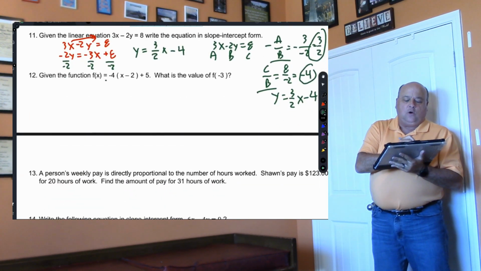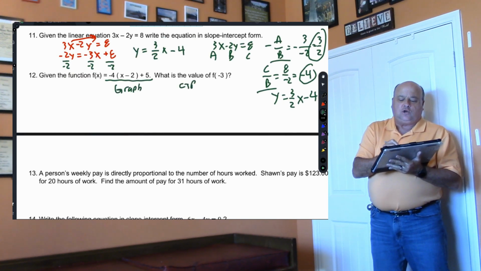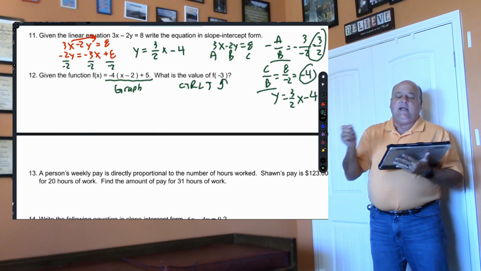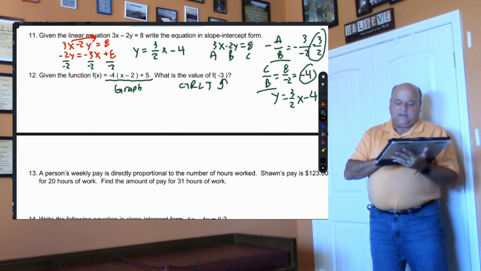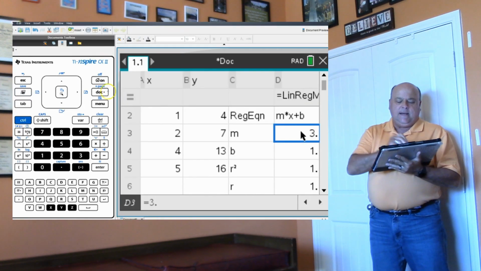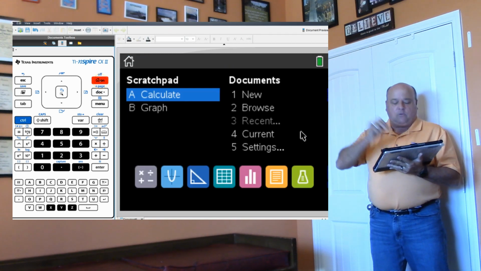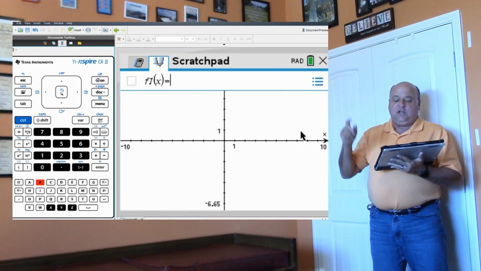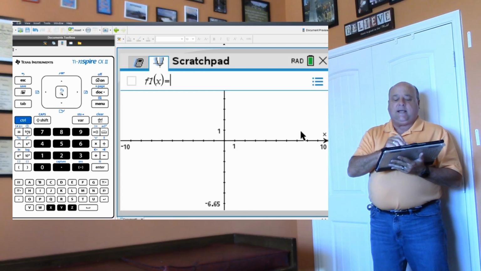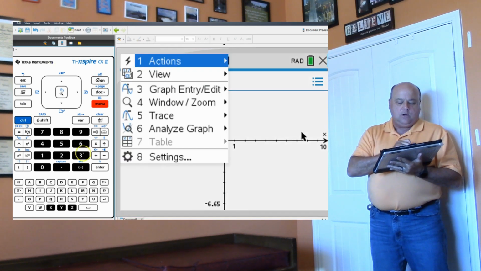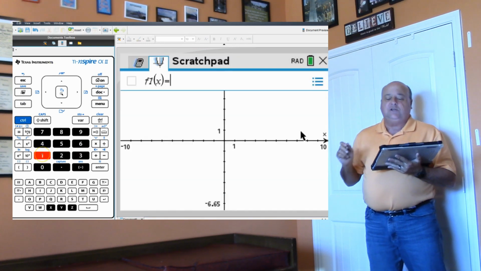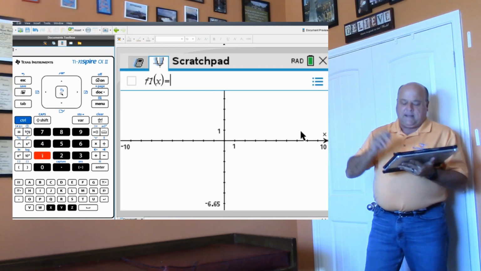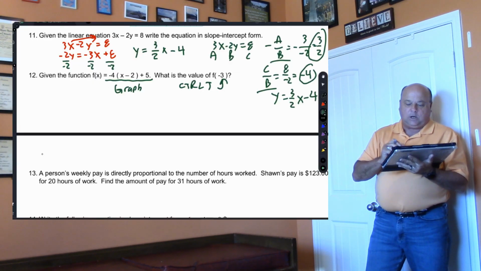On this one right here, we are going to graph this, and then we're going to hit Control T and find the negative 3. So let's go to the calculator. We need to hit the home. We need to go to graph, so B. And then you want to make sure it says F1x. If it doesn't, menu, graph, and we want to graph a function. Let's find the function we're going to graph.